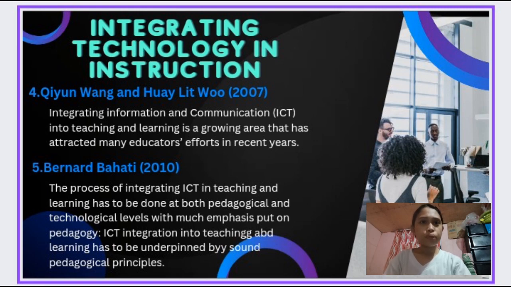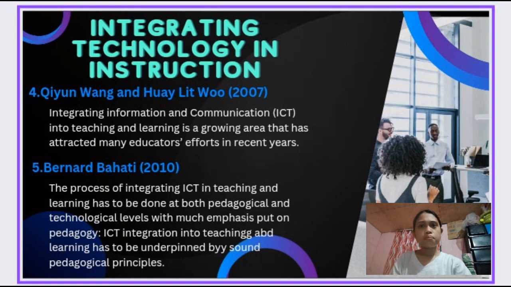So, number 5, by Bernard Bahati, 2010: the process of integrating ICT in teaching and learning has to be done at both pedagogical and technological levels with much emphasis put on pedagogy. ICT integration into teaching and learning has to be underpinned by sound pedagogical principles. This statement emphasizes the need for a comprehensive approach to integrating information and communication technology in education.